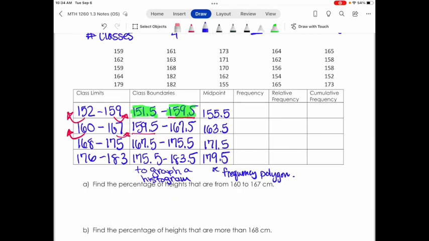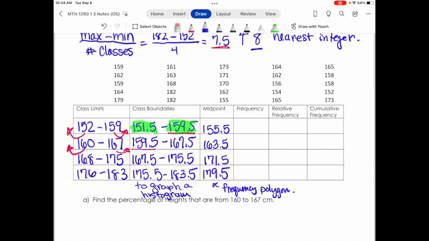Now, for the frequency, what we're looking at here is this box right here. I'm trying to find the frequency for the first class. So what I'm doing is trying to find how many values lie between 151.5 and 159.5 in this data set. You're going to go through and find all the values that lie between 151.5 and 159.5. When you do that, you're going to find that you have 8 values.